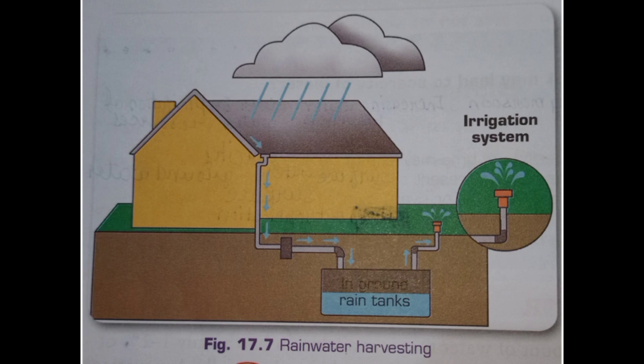Farmers must use drip irrigation to irrigate their fields. This will save a lot of water and avoid wastage of water too.